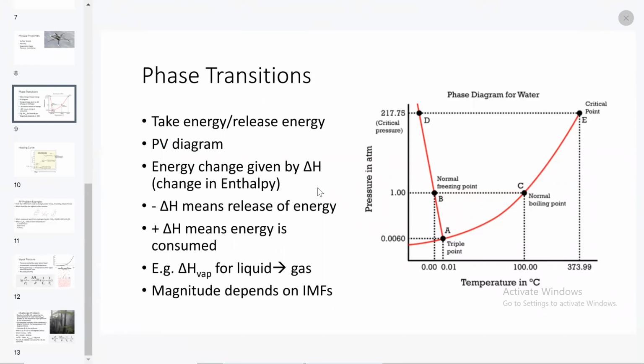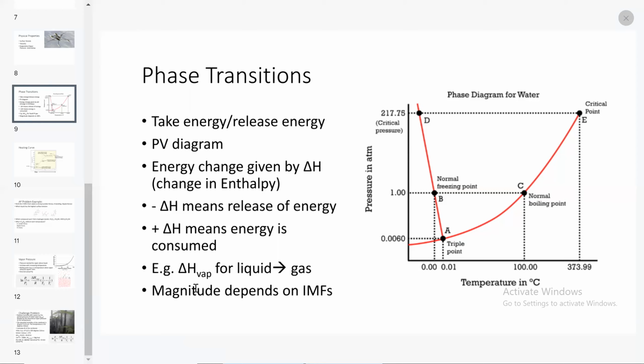So the magnitude of this delta H depends very strongly on the intermolecular forces. This is because when we do a phase transition, we're either taking in energy to break IMFs, or we're releasing energy when we form IMFs. So, for example, water with its very strong hydrogen bonds has a very large positive delta H of vaporization. For now we're going to focus on vaporization.